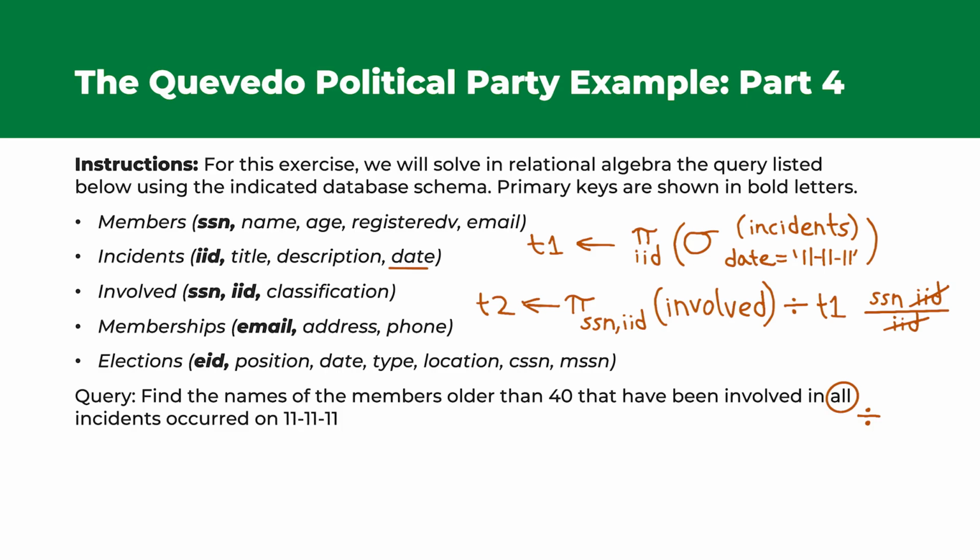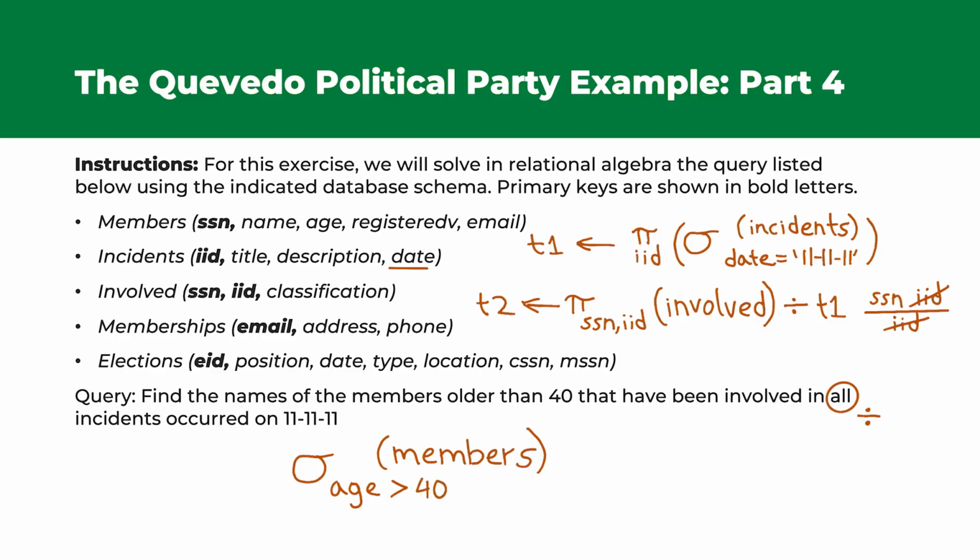To get the names from there, what we need to do now is a join and see which social security numbers match the ones that are in T2. But there is an additional restriction in the query. It says that it's not any members, it has to be members that are older than 40. So I did my T1, I did my T2, which is my second expression. Now the final one, which is going to be my answer: I'm opening table members, and from those members, I'm selecting, that's what I'm using sigma for, the ones with age greater than 40, so only those members.